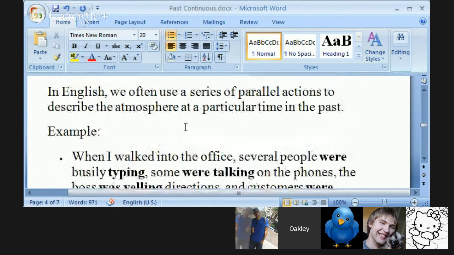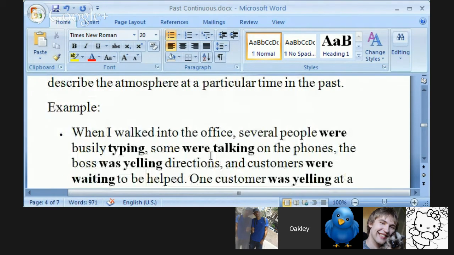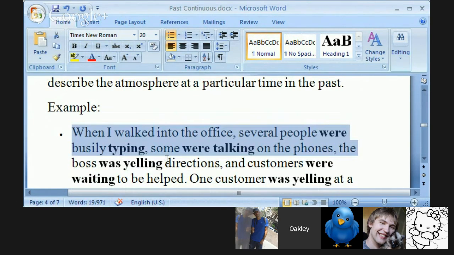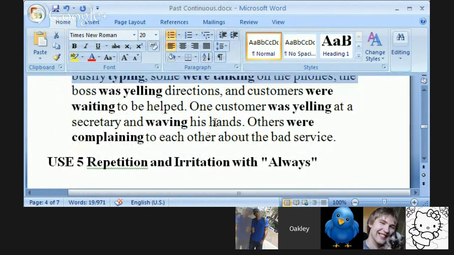Okay. Also, we can talk more about style use. We use past continuous to talk about a series of parallel actions to describe the atmosphere at a particular time in the past. When I walked into the office, several people were busily typing. Some were talking on the phones. The boss was yelling directions. The customers were waiting to be helped. Okay, we're just listing a whole bunch of past continuous actions that were all going on at the same time to sort of describe what the place was like.